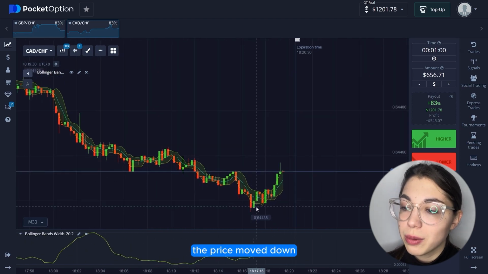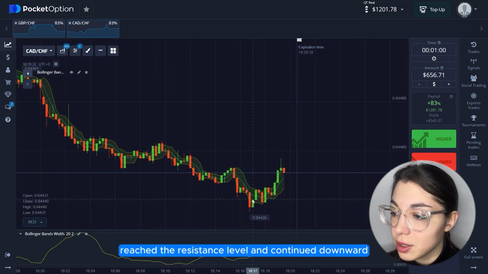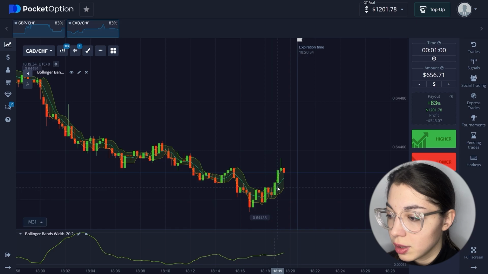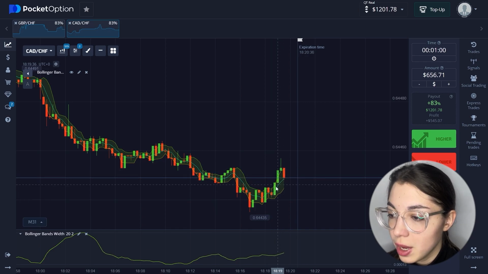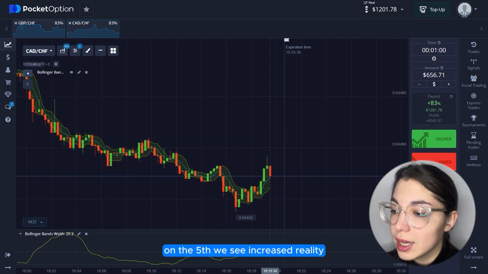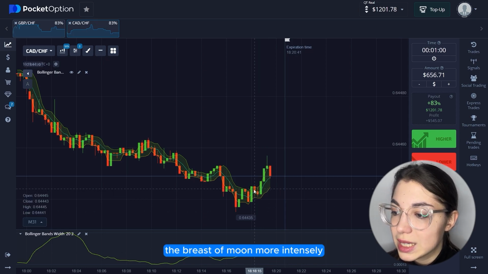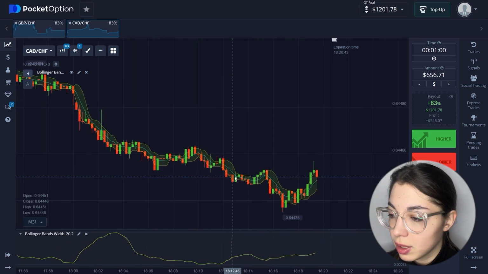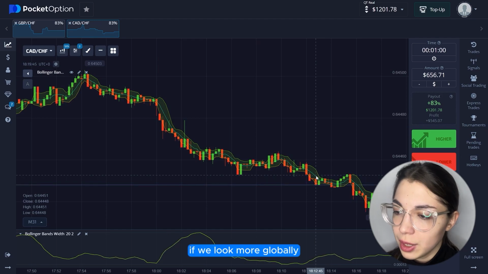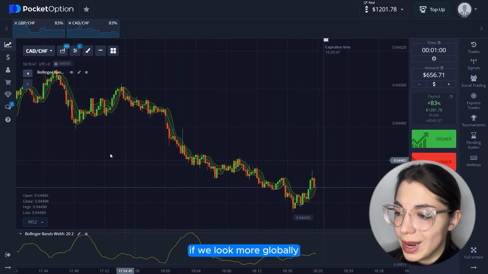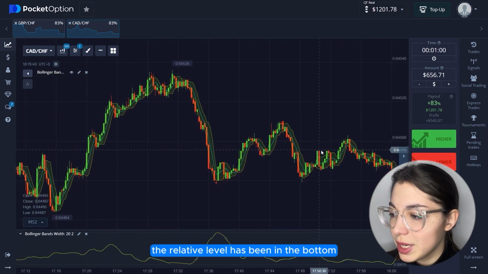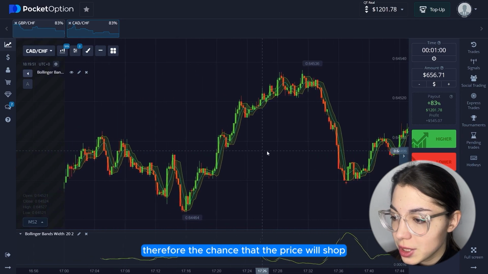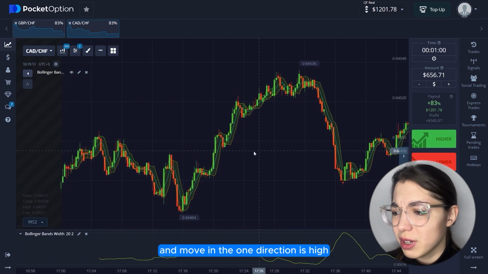The price moved down, reached a resistance level, and continued downward. On the BB width, we see increased volatility. The price is moving more intensively. If we look more globally, the volatility level has been at the bottom. Therefore, the chance that the price will sharply move in one direction is high.